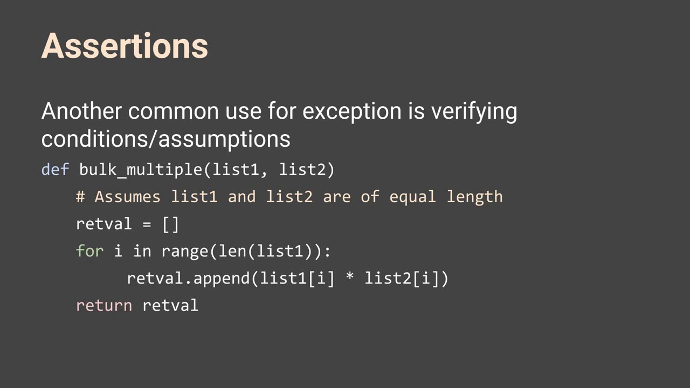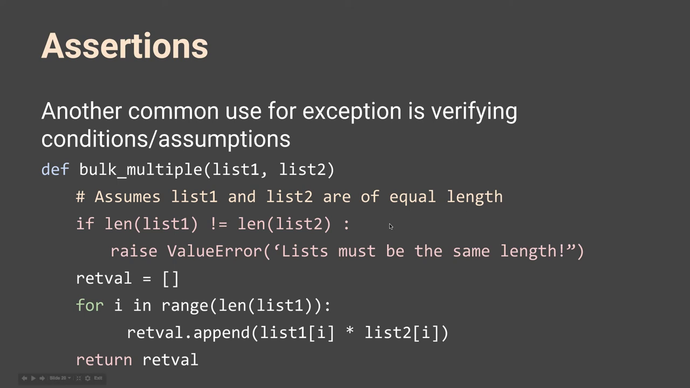You could check it, and if that wasn't the case, actually raise an exception. So if the length of list 1 is not equal to the length of list 2, we could forcibly raise a value error exception, and that seems to make sense. A value error is one of the built-in exceptions for Python. And by the way, you probably want to consult the textbook and the documentation to see all the available exceptions that you can use. But I'm throwing this value error and saying the lists must be the same length. So I've forced whoever called bulk multiply to deal with this problem if they don't pay attention to my comment.